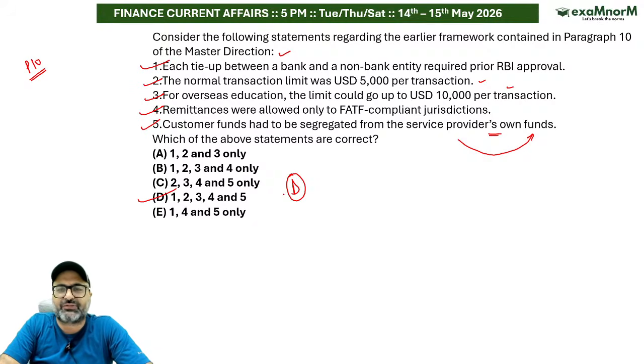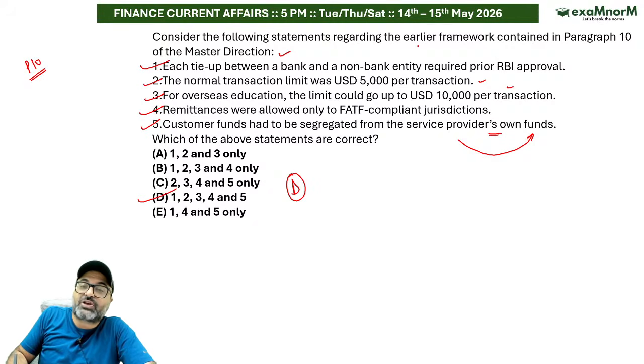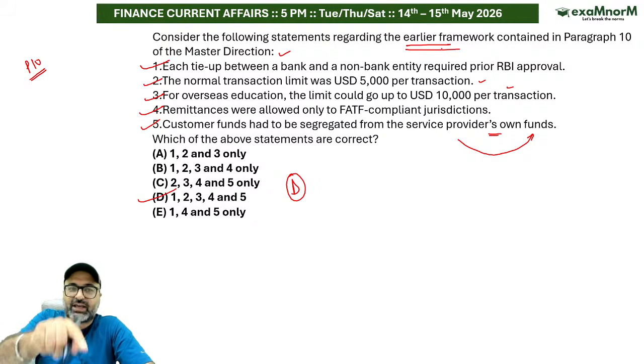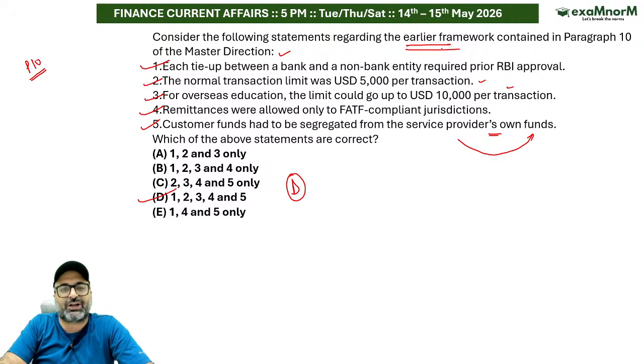Destination, you said the first statement is wrong because you are expecting that I'm asking you about today. I'm asking you about the past, according to the earlier framework. This is true. In today's framework, this is wrong. That is a basic difference which you need to identify.